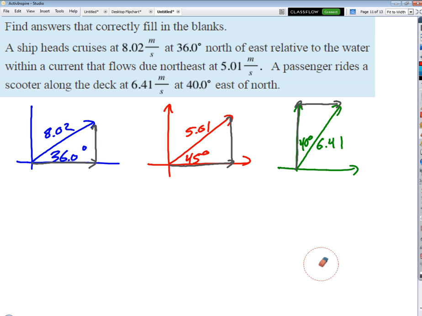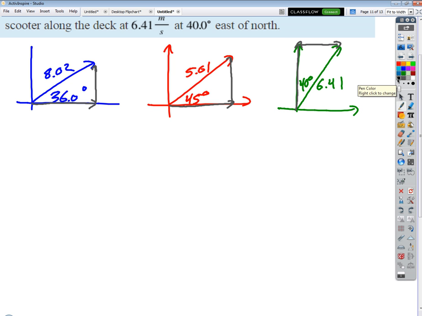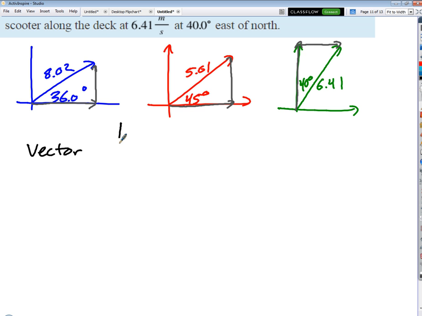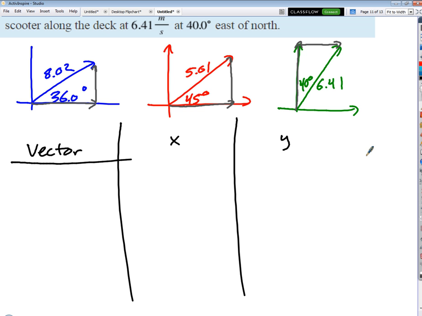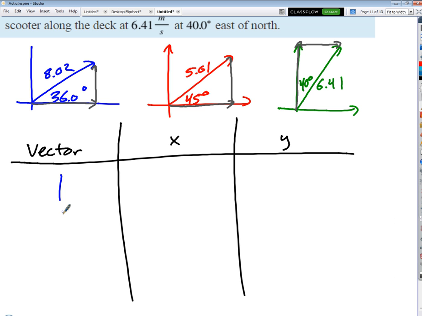Okay, so now let's turn all this into a table. On our table, we just want the columns vector, the x component, and the y component. The first one, we'll just call this vector 1. Doesn't matter, right? The x component is right there, isn't it? It's the horizontal one. What is this one for anyway? Is that for the ship? Yeah, the ship, okay, so let's call this one B for boat.